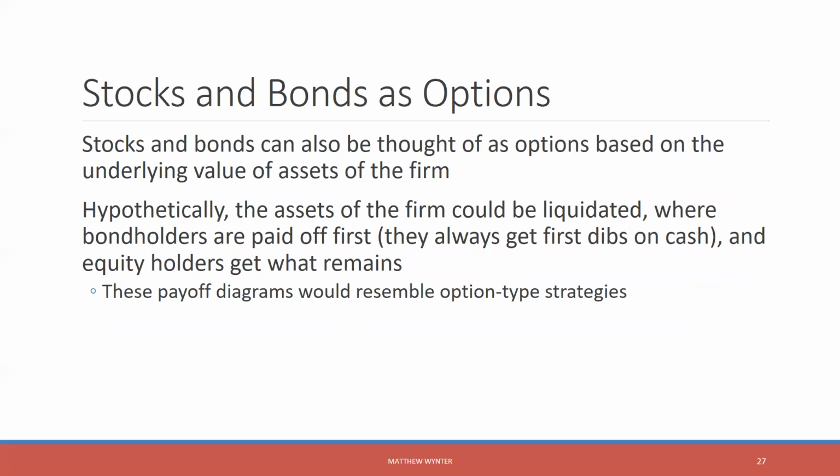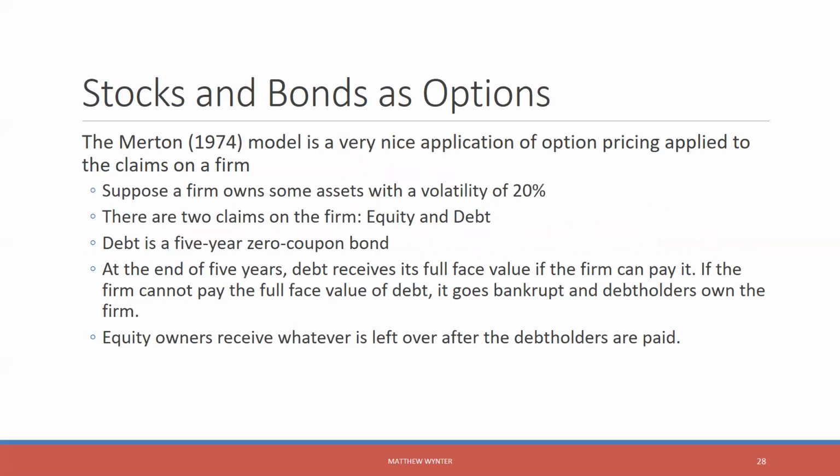These next two slides are going to build some of the foundations for how you actually price an option. So stocks and bonds can be thought of as options based on their underlying value of firm assets. Hypothetically, the assets of the firm could always be sold off, where bondholders get paid first, and then equity holders get what remains of the firm. The person who really brought this to light was Merton in 1974 with the Merton model. So we're just going to put in some very simple parameters. The main idea is for you to understand how this can be applied to a firm.